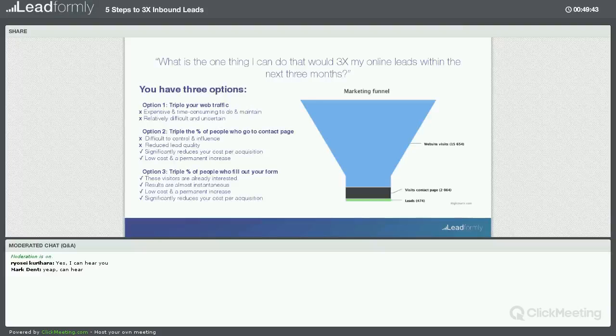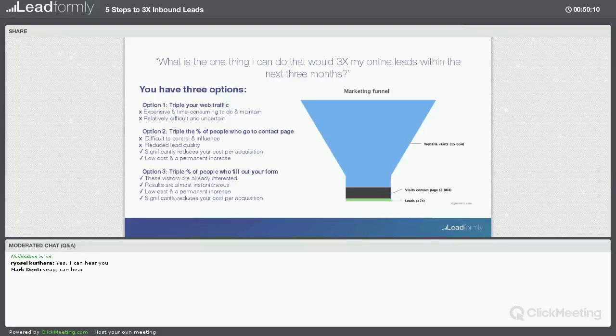If we move down, the second option we have to 3x online leads would be to triple the percentage of people that go through to the contact page. Now, this is a little bit better because if you are able to do that, it's low cost, and it would be a permanent increase. So if you made an improvement this month, you would also see the results next month, the month after, and on and on. So in that sense, it's quite good.